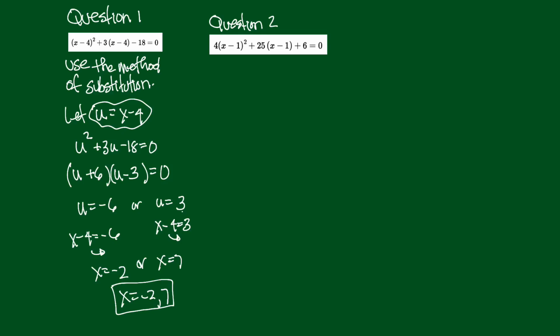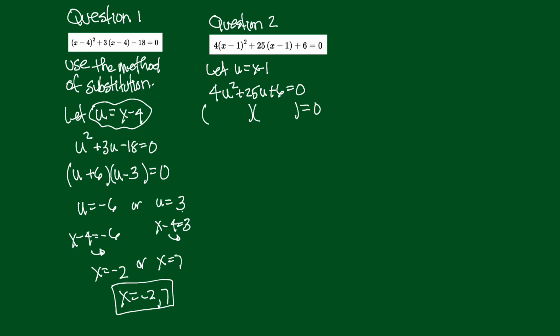Now question 2, we can use substitution again. You see we've got that x minus 1 squared and then an x minus 1. So why don't we do this? Why don't we let u equal x minus 1, and we're going to use this method here, substitution. I'm substituting u for x minus 1. So doing so, it'll look like this, 4, and instead of the x minus 1, I'll substitute a u there, 4u squared plus 25u, and then plus 6 equals 0. Let's factor. Don't forget the equals 0.